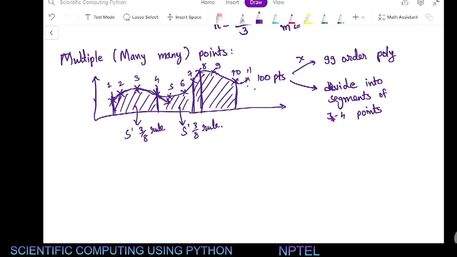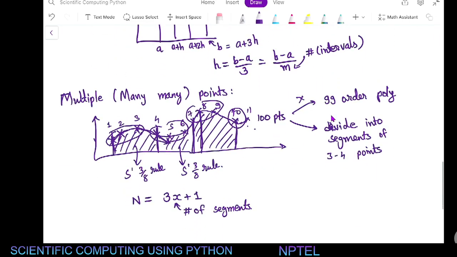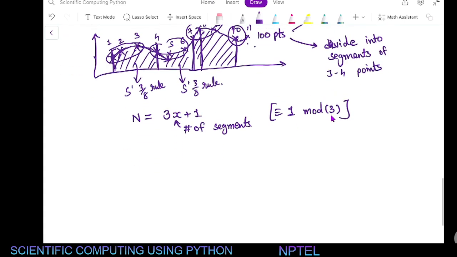For example, for this 3/8 rule, for each segment, we have 3 points, right? And then there is one extra point. So this number of points n must be of the form 3x plus 1, where x is number of segments. Okay, similarly for one third, since we have just 3 points, it will be of form 2x plus 1 or just odd number, right? Another way to write is 1 mod 3. Okay, if you are into number theory and everything, same as saying this.